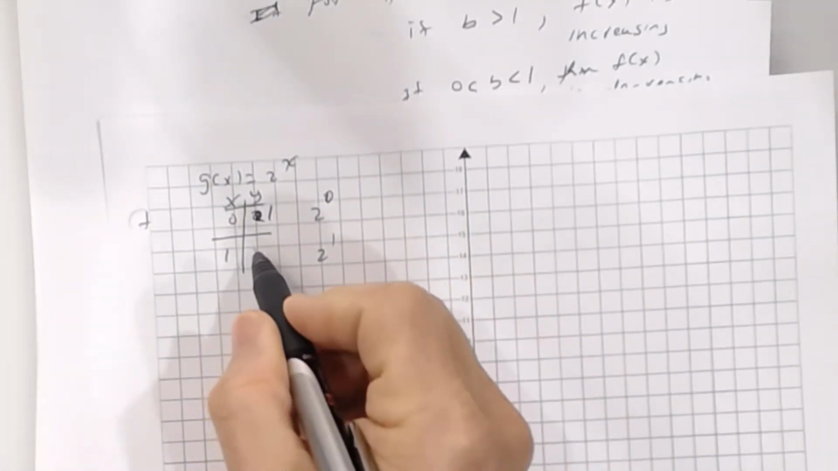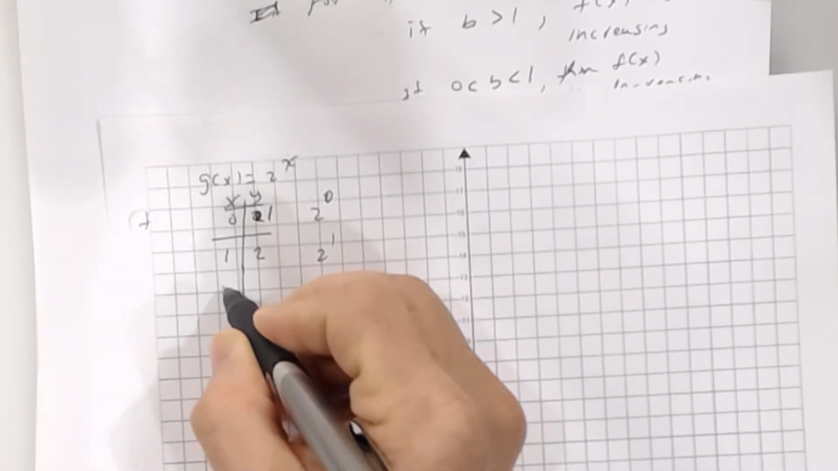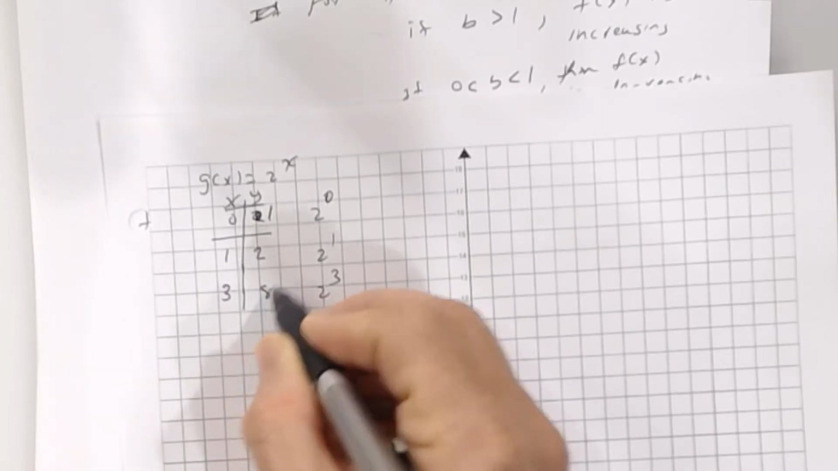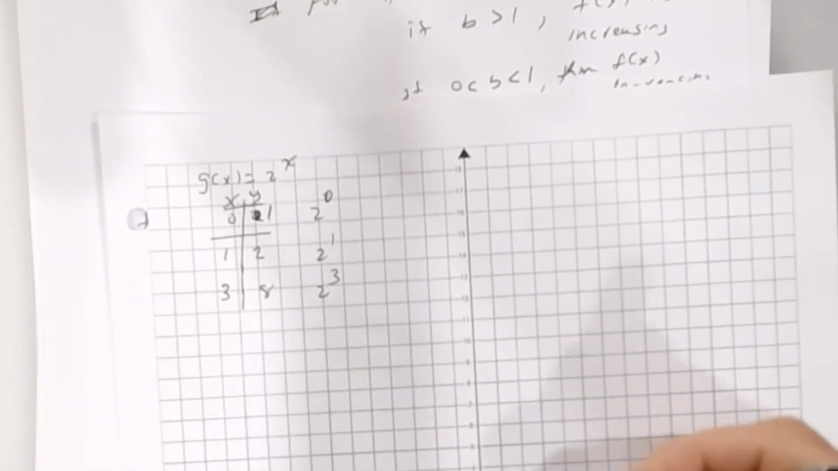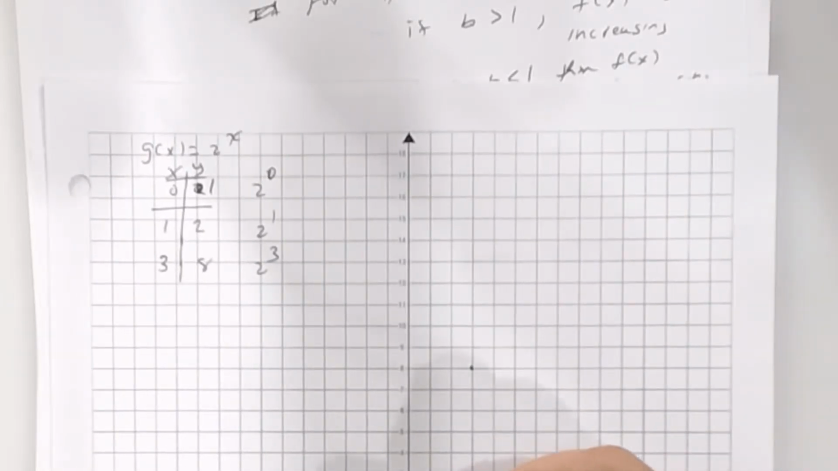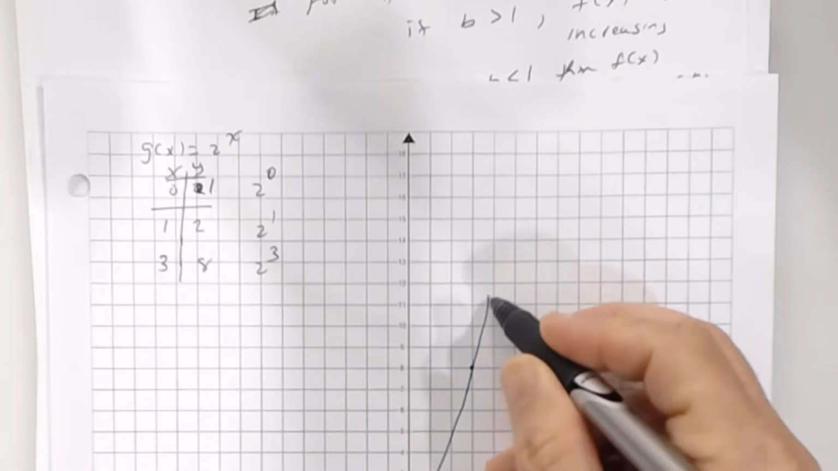If x is 1, I get 2 to the first, which is 2. So 1, 2. If x is, let's say, 3, you just need a few points. If x is 3, I get 2 to the third, which is 8. So I get 3, 8, which is here. And then, guys, all you do is just graph it. You're done. Just make it look like an exponential, just like this.